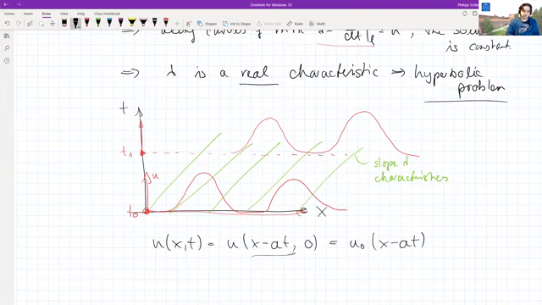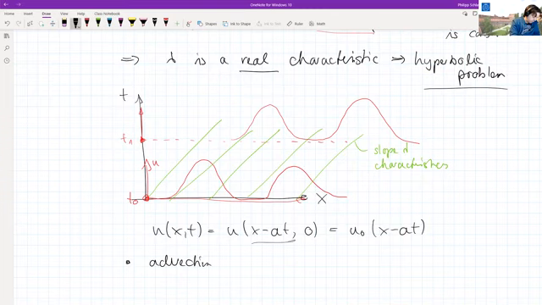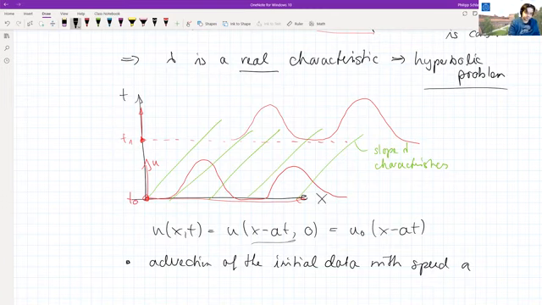So the solution of the advection equation is nothing more than an advection of the initial data with speed a. And of course, the convection is along the characteristics.